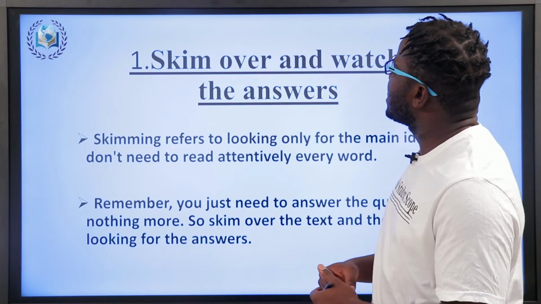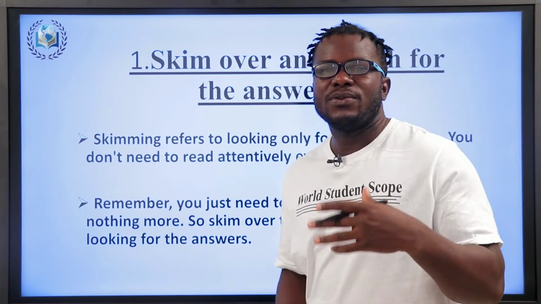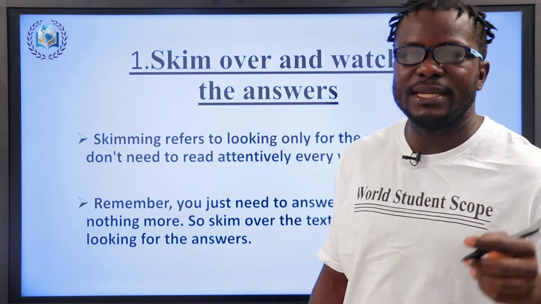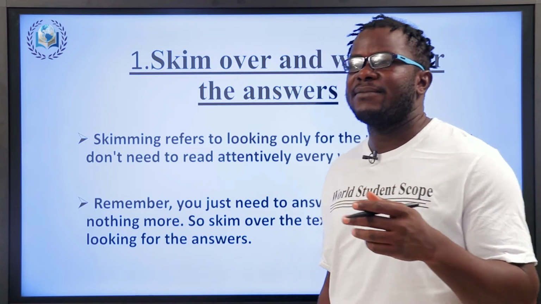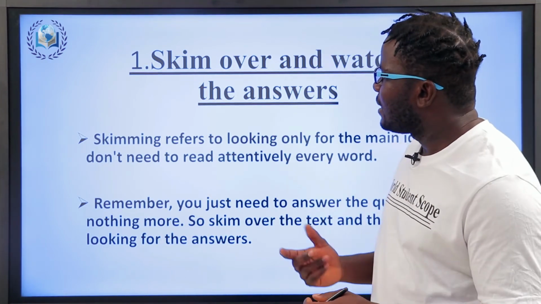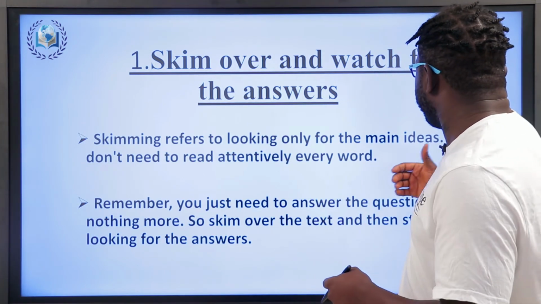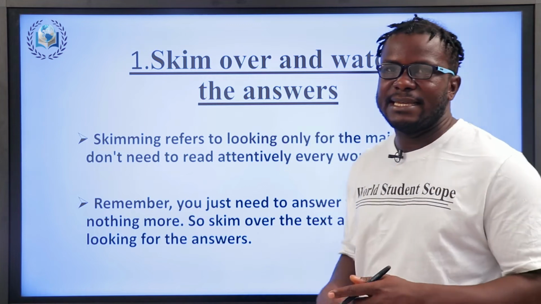We have skimming over and watching for the answer. Now, when you are given a passage to read, or maybe a heading or a topic to write about, skimming refers to looking only for the main idea.